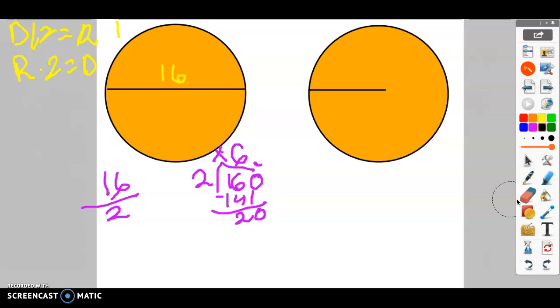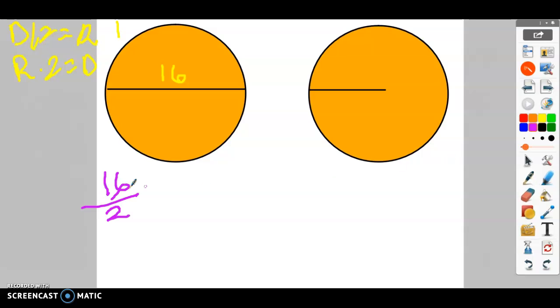Okay, guys. Sorry for the confusion, but I got it all mixed up. So, 2 goes on the outside and 16 goes on the inside. So, 2 cannot go into 1, but 2 can go into 16 8 times. 8, 16. Got it? So our radius is going to be 8.